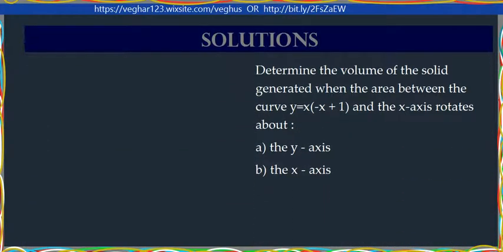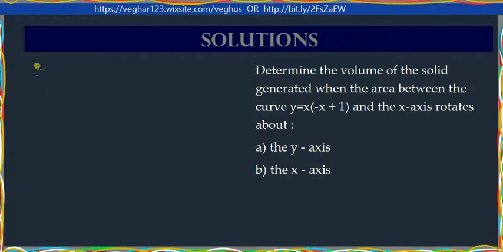So we're going to do this one. We're given a statement that says: determine the volume of the solid generated when the area between the curve y equals x(-x + 1) and the x-axis is rotated about the y-axis, and then the x-axis. So let's get into it.